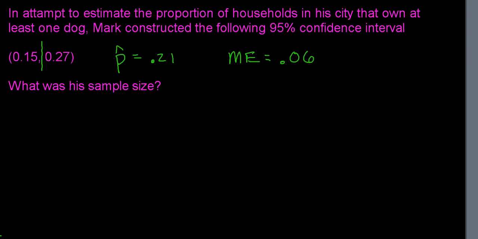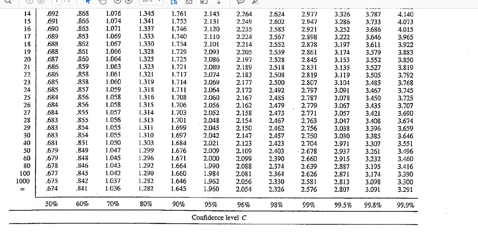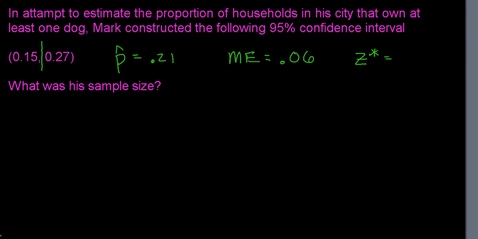Now there's one more thing I need, and that is my z-star. And we know if you're 95% confident, you could simply look it up. 95% confident, your z-star would be 1.96. Or you can use your calculator. Okay, now I'm all ready to go. Remember that the back part is your z-star times the standard error.